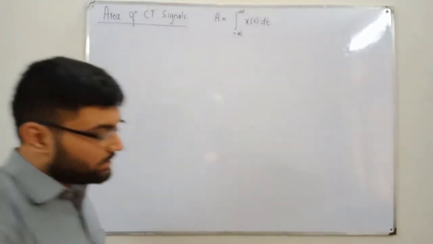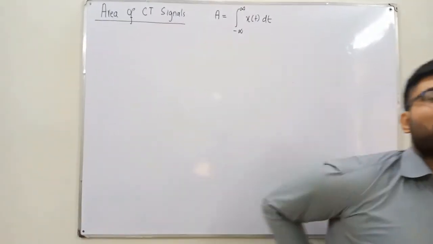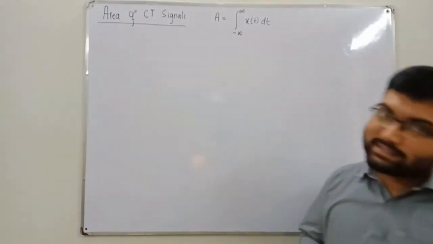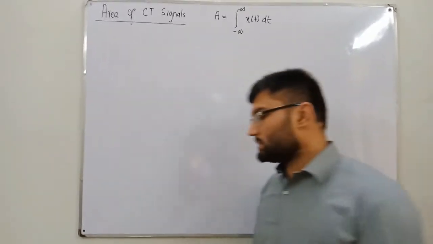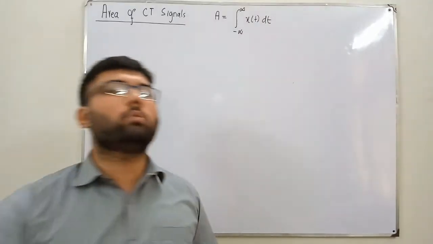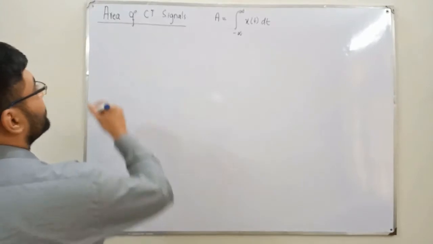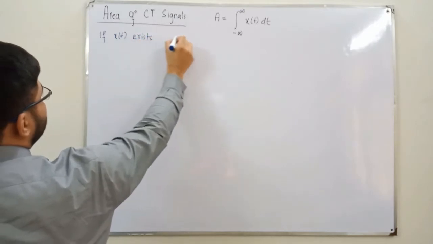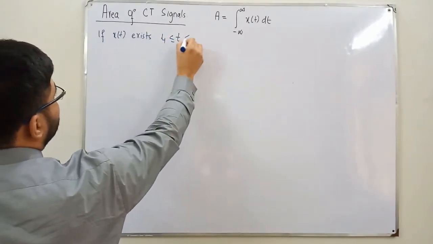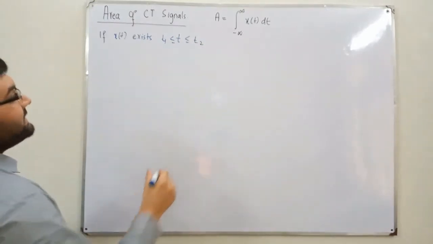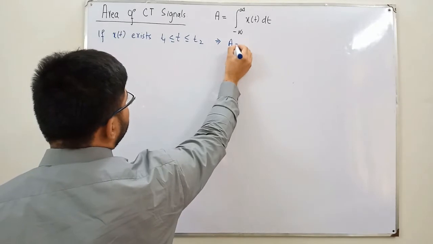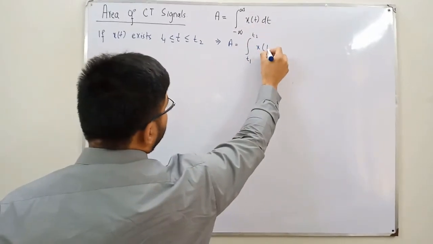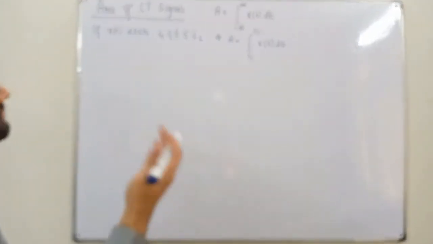But all the physical signals do not exist from negative infinity to positive infinity. So what if the signal just exists for a finite range? Let's say a signal exists for some period t1 to t2. If x of t exists in this limit t1 to t2, then the area of the signal would be the integration from t1 to t2 of x of t with respect to t. This is as simple as it is.